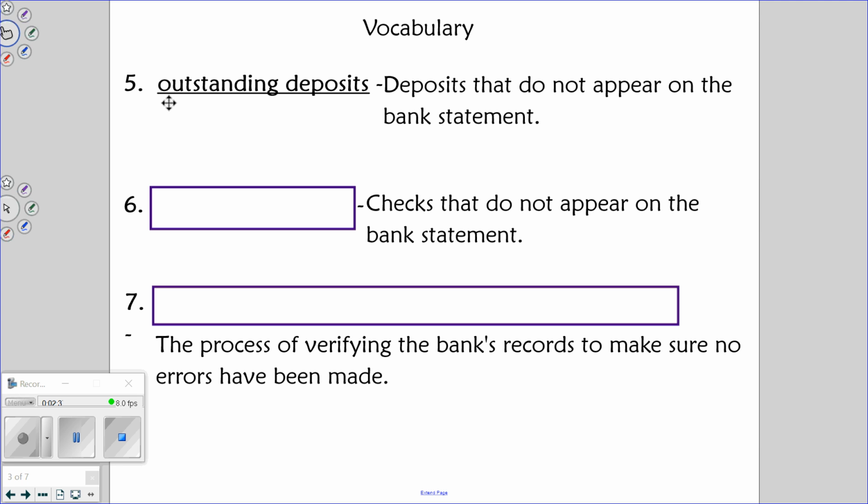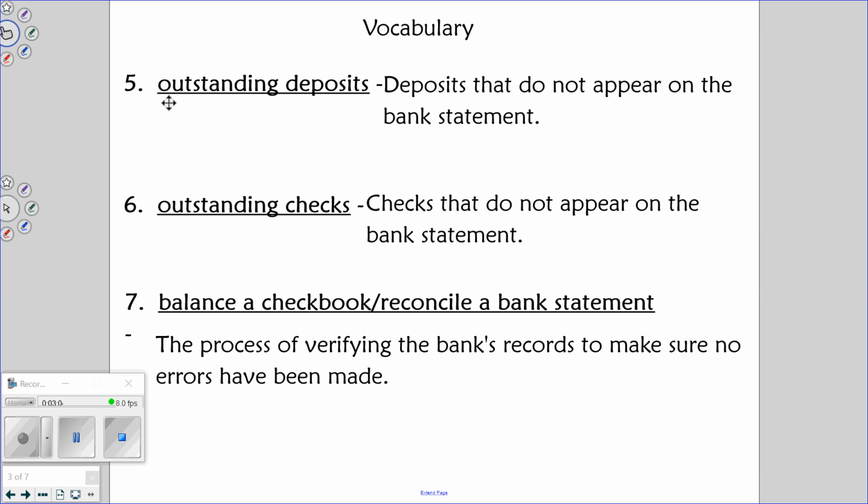Oh, sorry, I said you wrote a check to grandma. Sorry, that was deposits. That would have been outstanding checks there. Outstanding deposits, money that you've deposited, it just didn't show up on there yet. Maybe you took a picture of your check to deposit it, and it didn't clear through the bank yet before your statement was sent out. Okay, so if something's outstanding, it just means it hasn't cleared the bank yet.